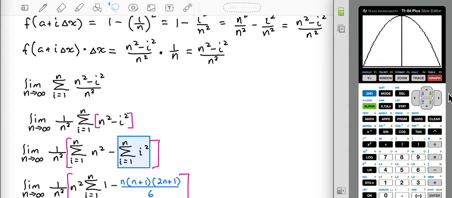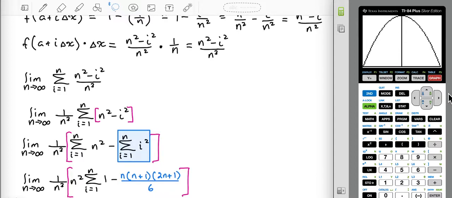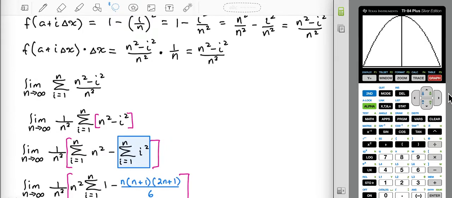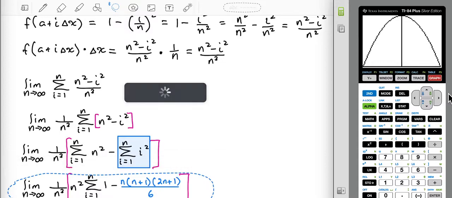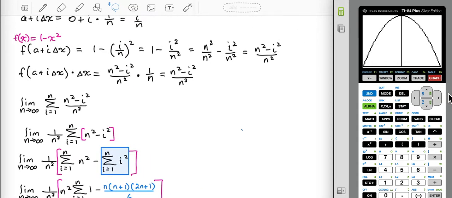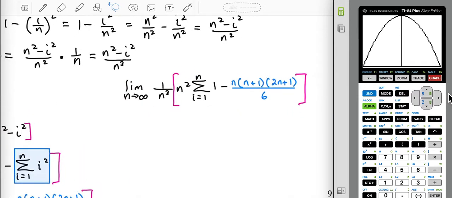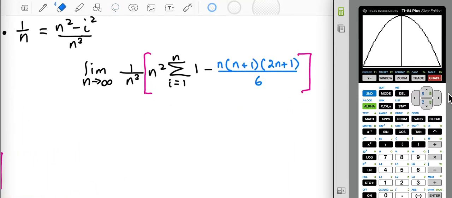So we're getting there. All right. So the sum from i equals 1 to n of 1 is just n by rule. So I can take this and continue it on. All right, so this is really going to become an n cubed.